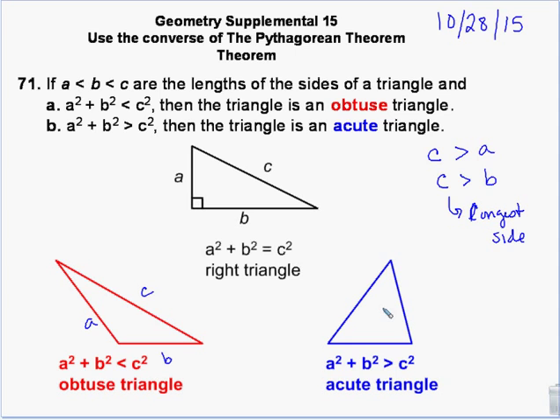Easy enough, right? Okay, now here's where it gets a little confusing. Less than, obtuse. Greater than, acute. And it's kind of backwards from what you would think because acute means small, so you would think less than. But you want to remember that the inequality sign is kind of opposite of the triangle itself. So if a squared plus b squared is less than c squared, you're obtuse. If a squared plus b squared is greater than c squared, you're acute.